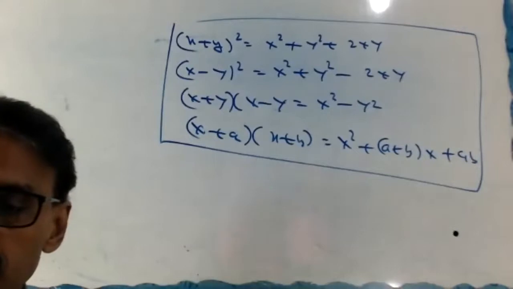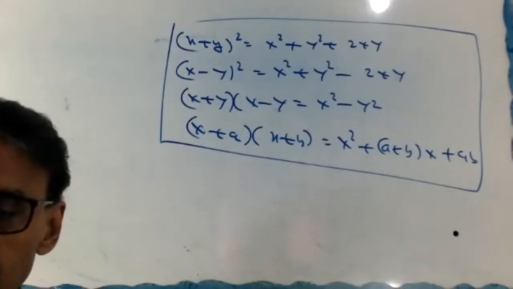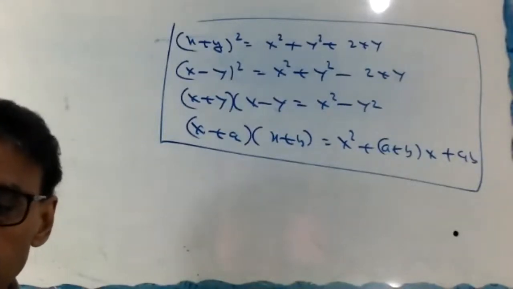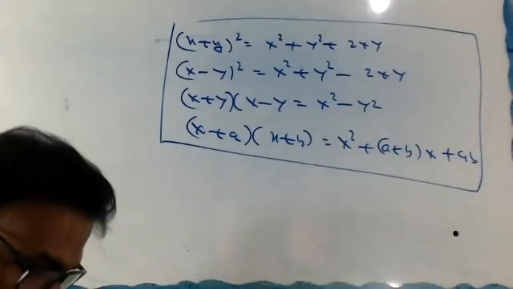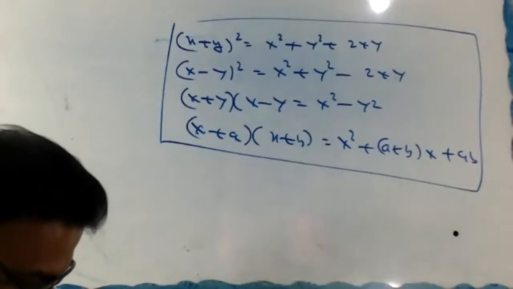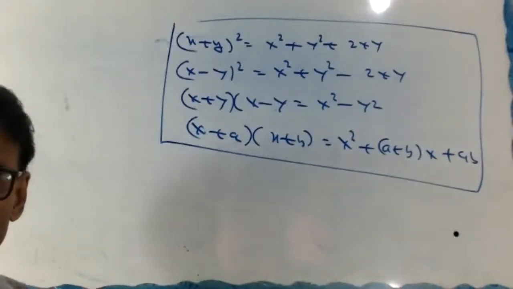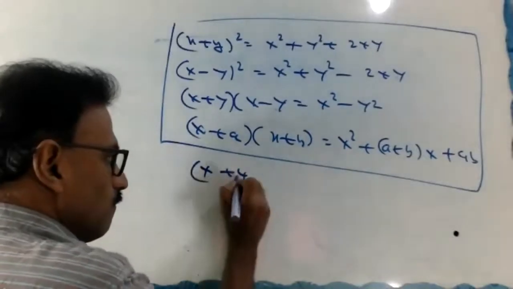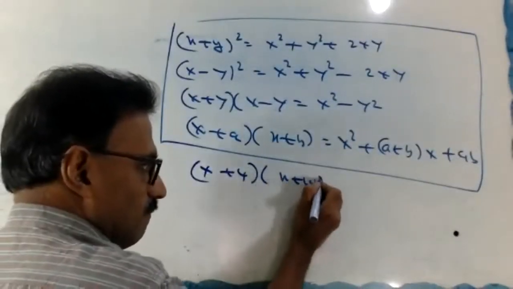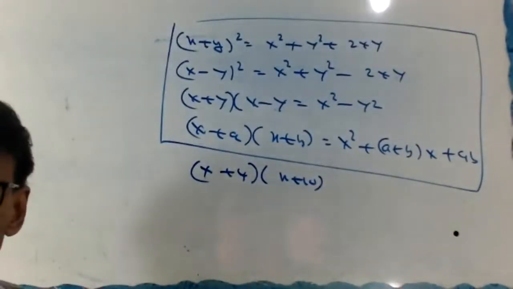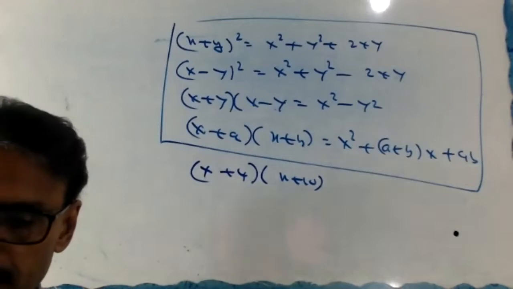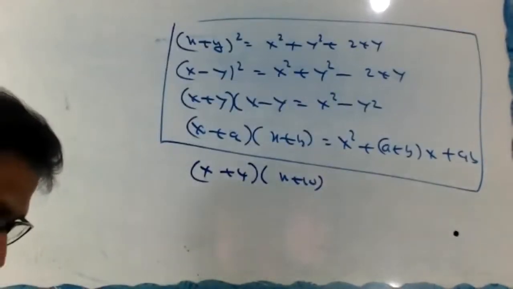Okay, finish. So now we'll see some questions based on this one, okay? Look, the first question. Write the first question: (x plus 4) into (x plus 10). What will you do? You can try this one yourself. (x plus 4) into (x plus 10). Okay, try now.